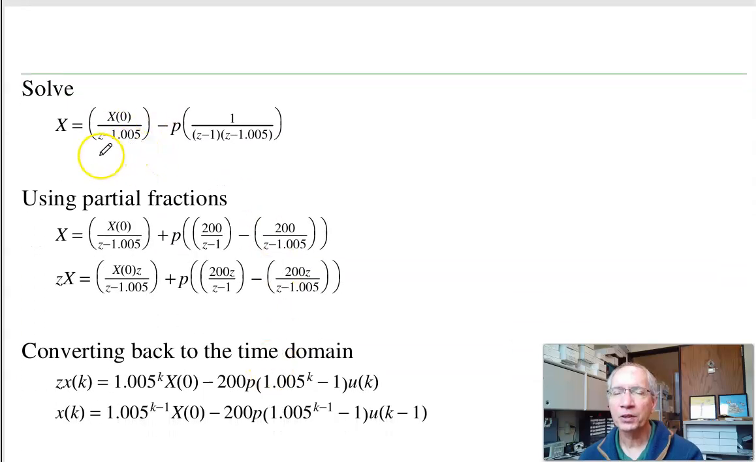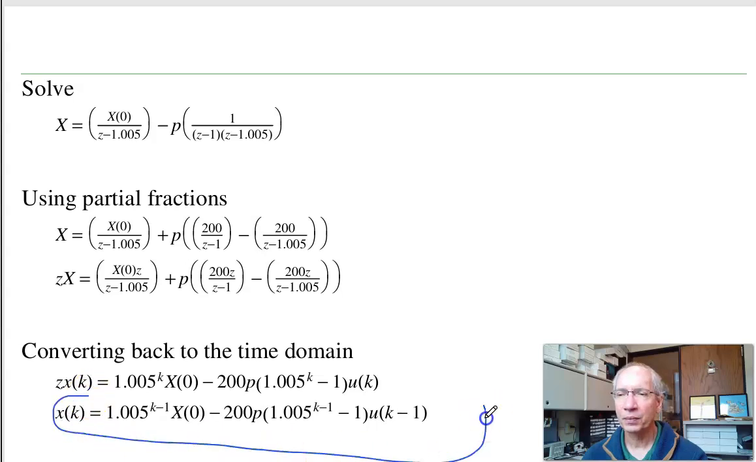Now, let's put this over a common denominator and solve for x. I wind up with the Z transform of x. Do partial fraction expansion for p. Multiply through by z. Take the inverse Z transform, and here's zx, and here's x of k. That's the equation for how much money you owe at each month.